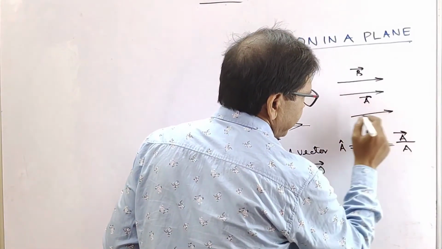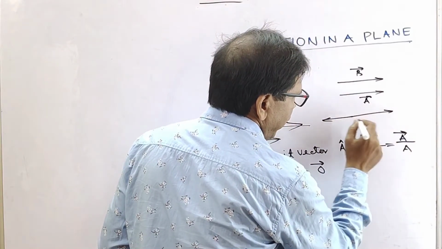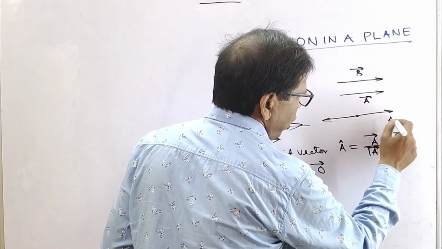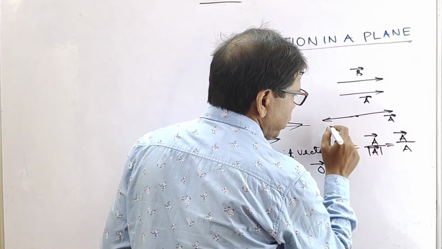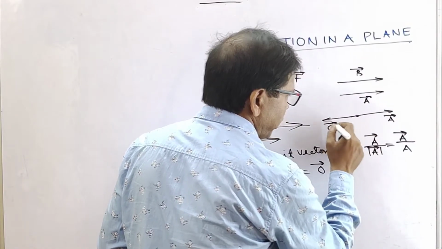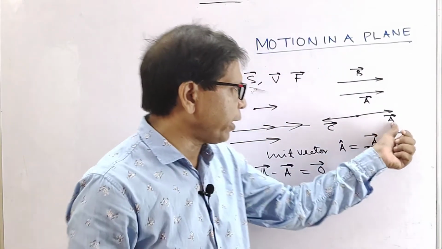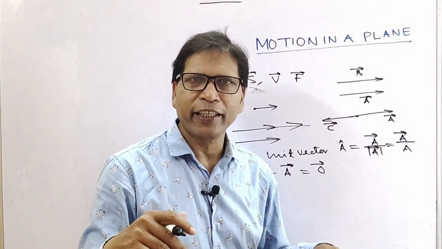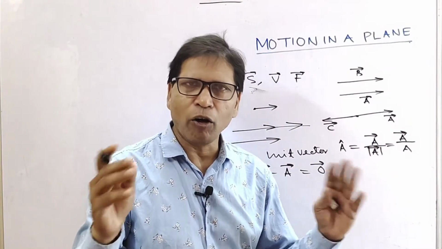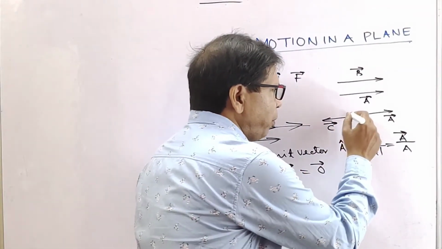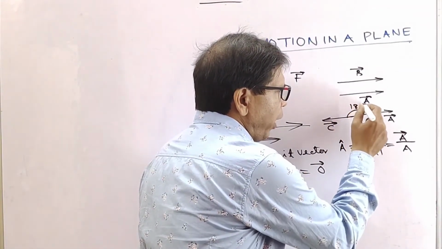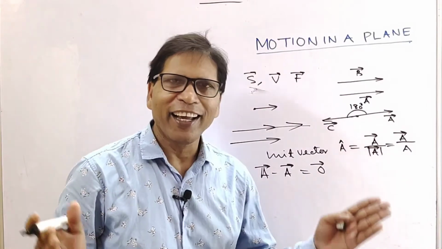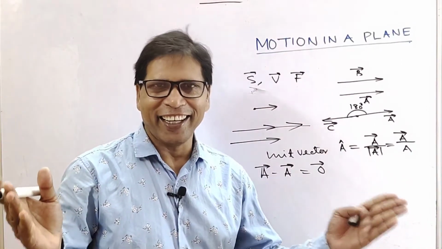Next, opposite vector. Two vectors that are equal in magnitude and opposite in direction are called opposite vectors. Suppose this is the A vector and this is the C vector. Look at this, A vector and C vector are equal in magnitude but opposite in direction. These two vectors are called opposite vectors. The angle between two opposite vectors is 180 degrees. Understood?